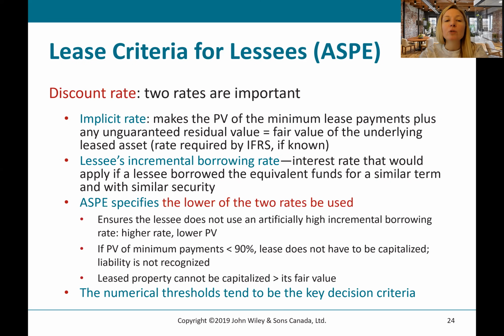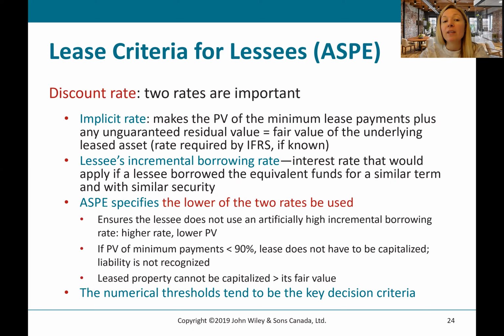This is the interest rate that would apply if the lessee borrowed the equivalent funds for a similar term and with security. So it might say in the market, the lessee could borrow debt at a rate of 10%. That would be for the same term, that would be their incremental borrowing rate. It's kind of like a market comparison rate. And ASPE requires the lowest of the two rates to be used.